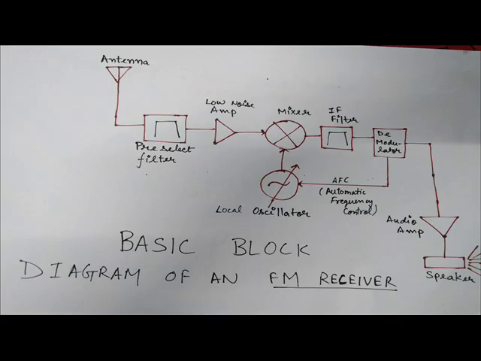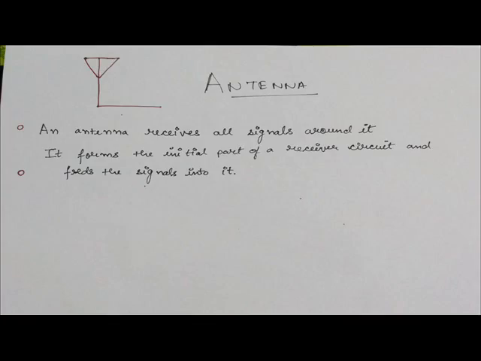Now, Mr. Kotiya here will start the explanation of the block diagram with the first component of the circuit, that is the antenna. An antenna receives all EM signals from its surrounding and feeds them into the circuit.